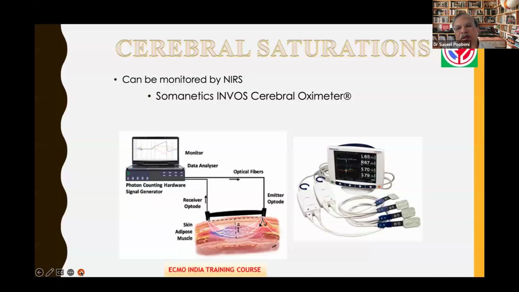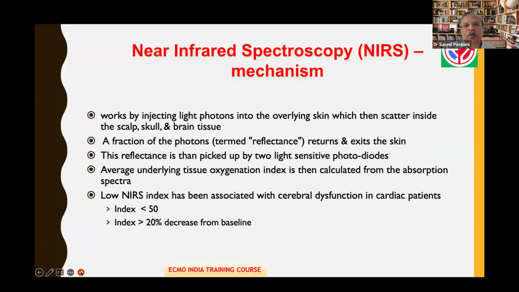If the cerebral saturations are very low, like less than 40, that is a problem as well. That shows the tissues are oxygen hungry, or the brain is oxygen hungry. Or if the cerebral saturation is very close to systemic saturation, that is also a problem because oxygen extraction is not taking place in the brain. So both are problematic.